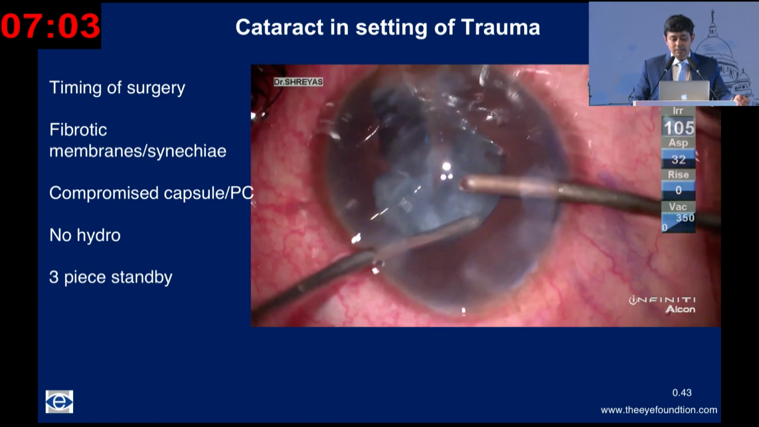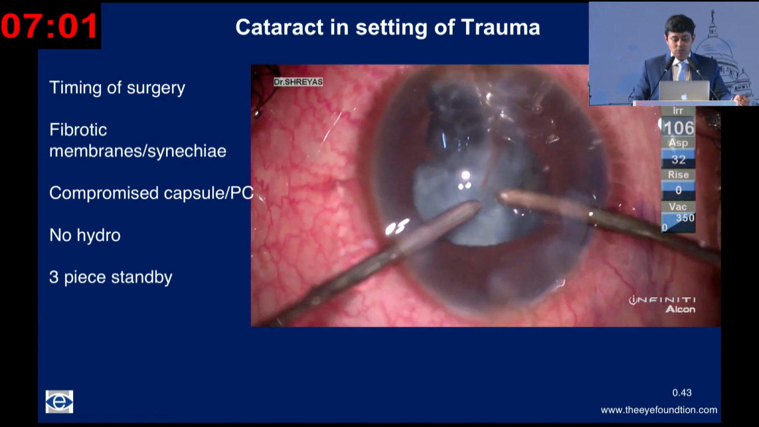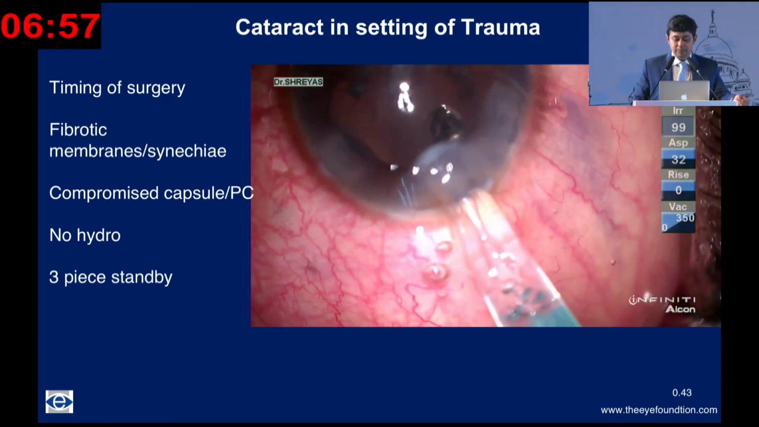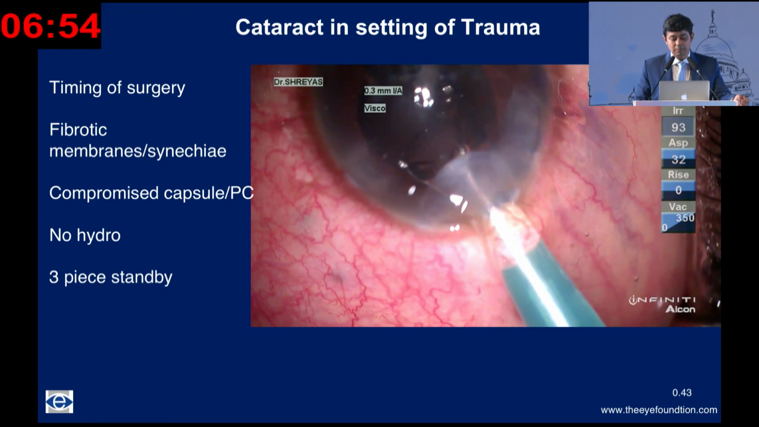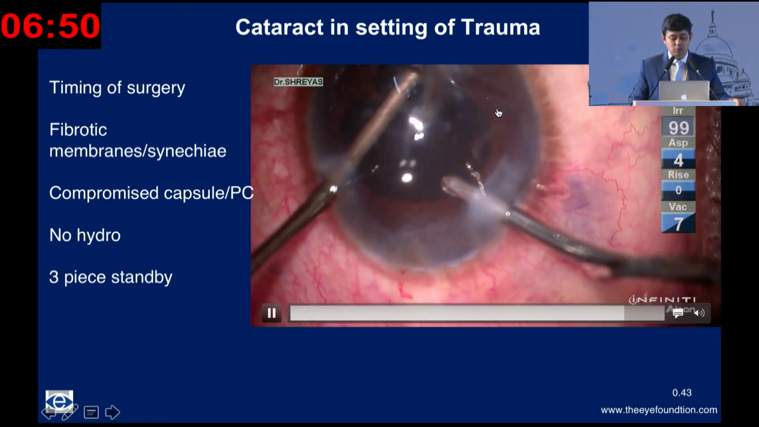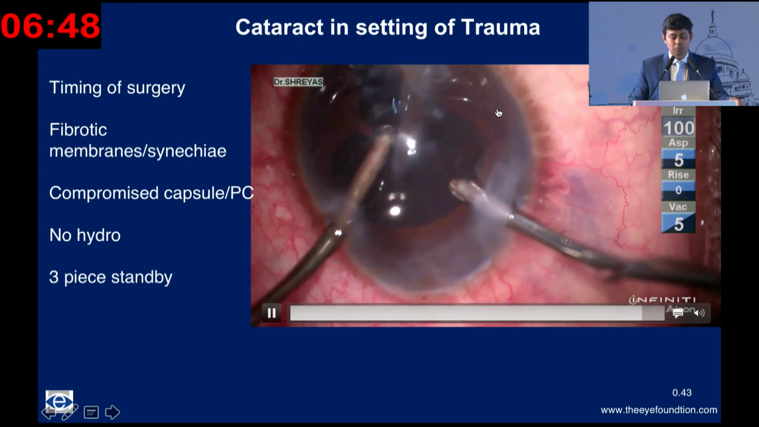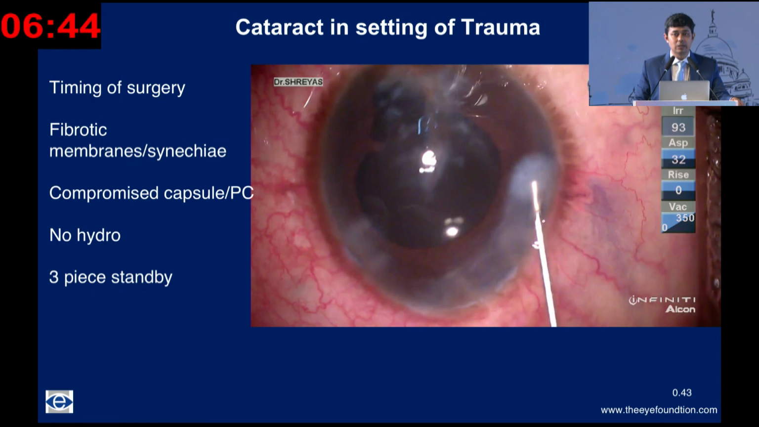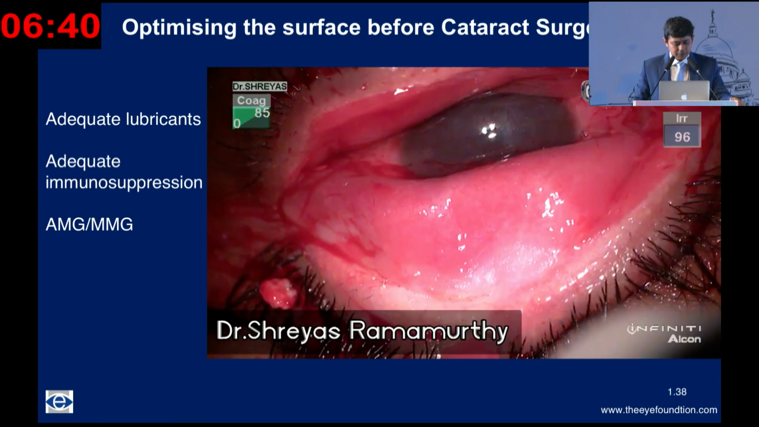I'm just slowly teasing out. These are generally softer cataracts, so you can just tease out the material and always keep the chamber stable. In this situation, the PC itself had not extended, and there was sufficient anterior capsule leaflets for me to cover and put the IOL in the bag. But in often situations, you may not have that, and you may need to keep a 3-piece IOL standby where you need to place it in the sulcus.